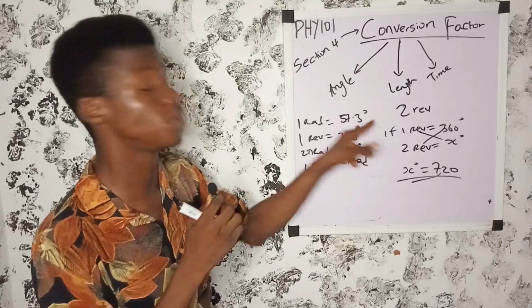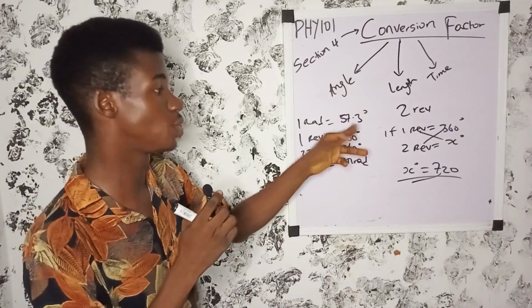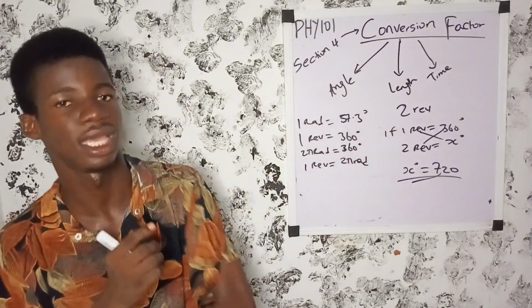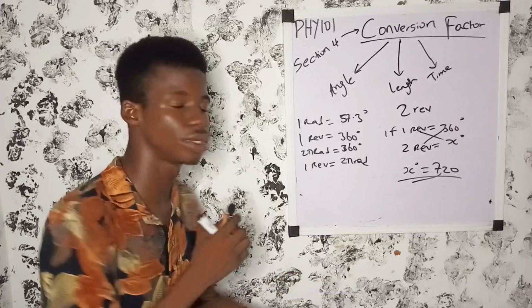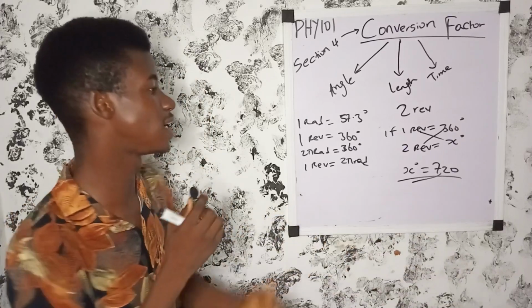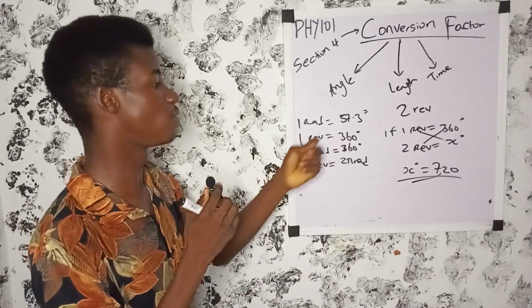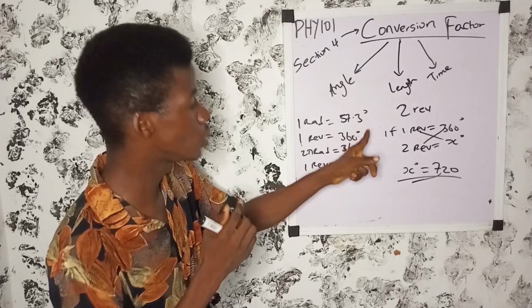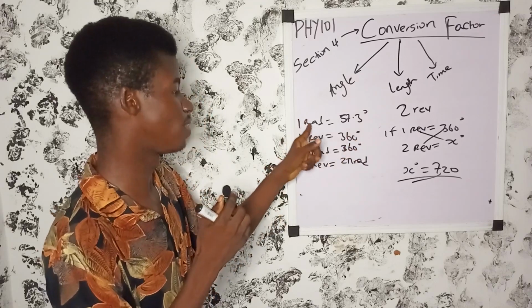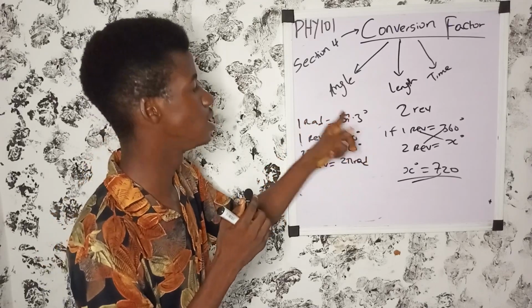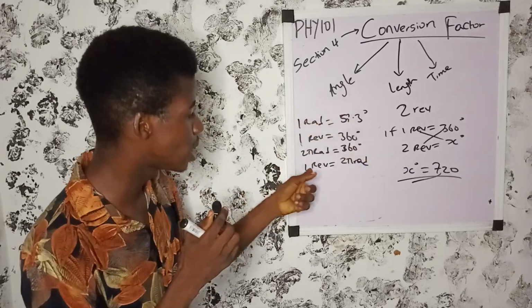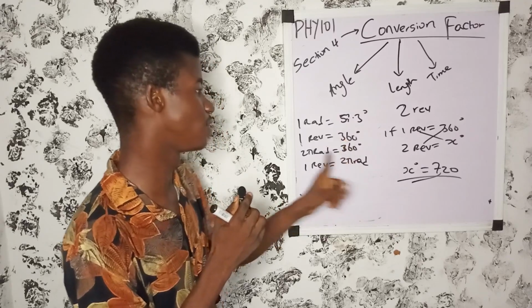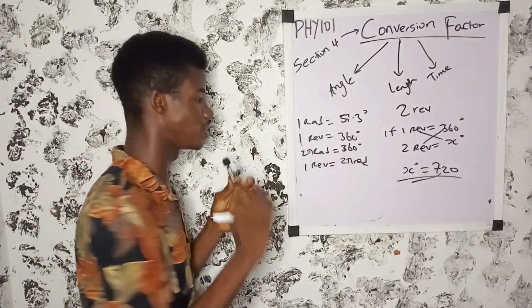Please take note of all this. 1 radian is equal to 57.3 degrees. So if they ask you to convert from degree to radian, just use this. This one is used to convert from revolution to degree, and also degree to revolution. This one is used to convert from radian to degree, then degree to radian. Then the last one is used to convert from revolution to radian, and also radian to revolution. Okay, so that is just it.